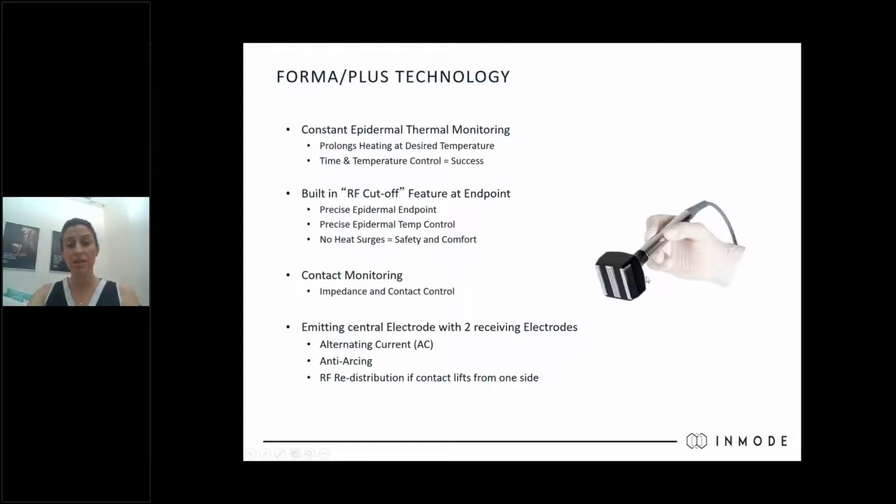We have a central electrode and 2 side electrodes. In the case of InMode, this is something also that is quite unique for us. We're talking about alternating currents. So as soon as we've delivered the RF, as soon as it leaves the central electrode, it starts bouncing back and forth on both sides. Additionally, we have an anti-arcing mechanism here, and a lot of safety features that help you provide the safest and most effective treatment.